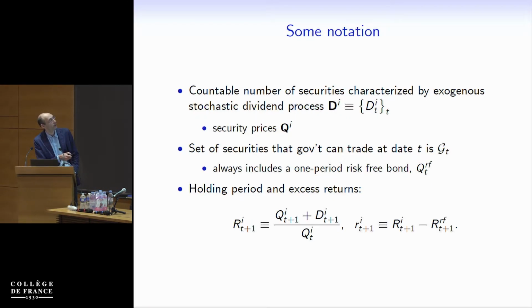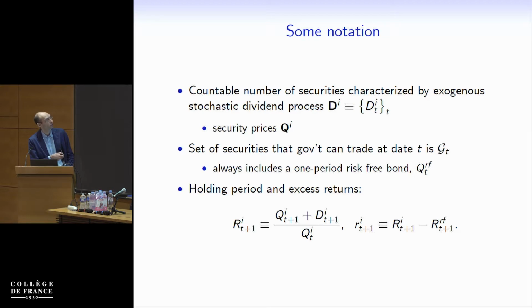Each security will be characterized by some stochastic dividend process, D. So bold D will be the full stochastic sequence of these things. The price Qs will be prices of the securities. Governments can trade at each date some subset of those securities. That will be a script G.